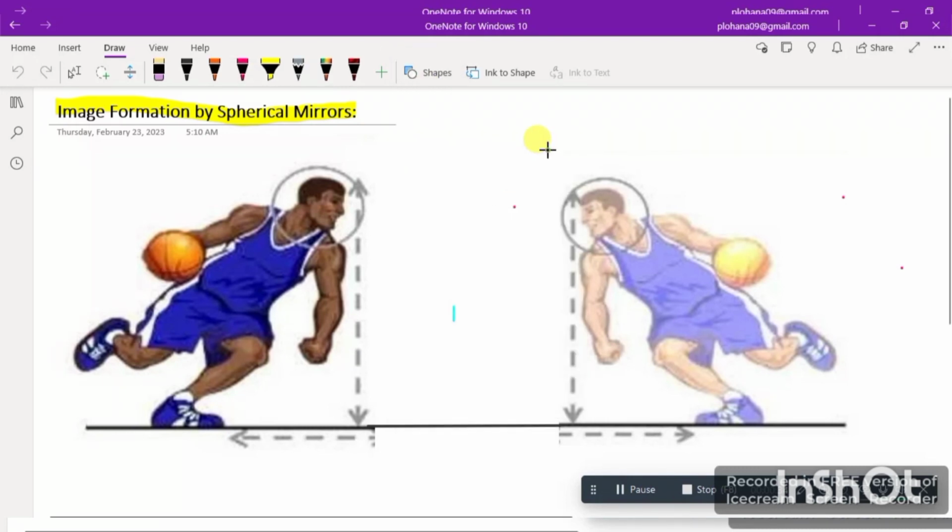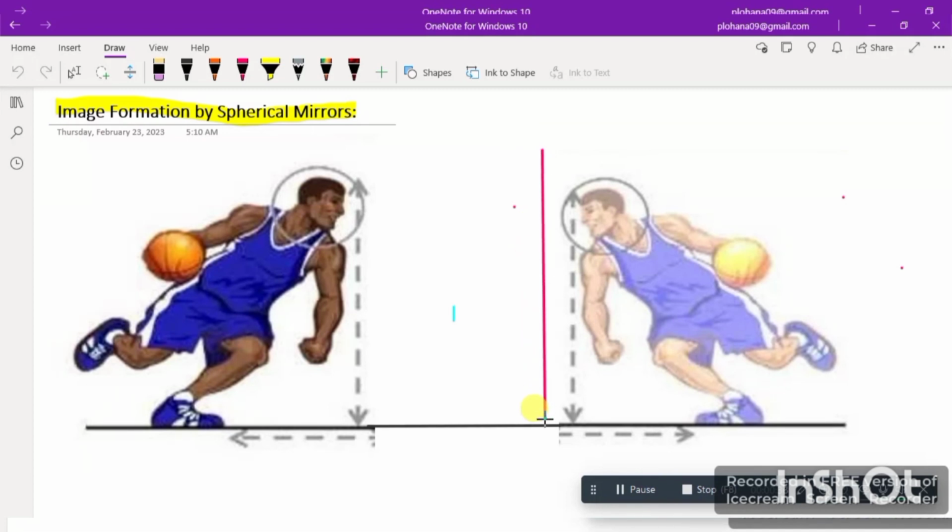Let's think that this is a plane mirror, right? This is a plane mirror, and this is a real object, while the picture which will be made in the mirror will be virtual. So, what are its picture's properties? Let's see. First of all, this picture will be virtual, right?